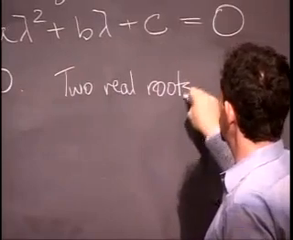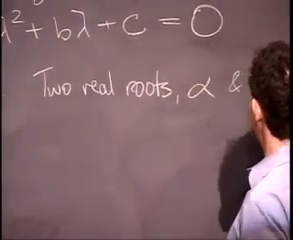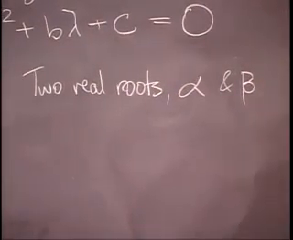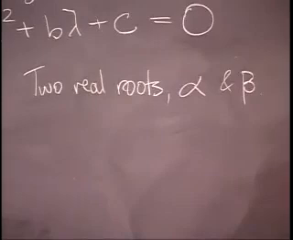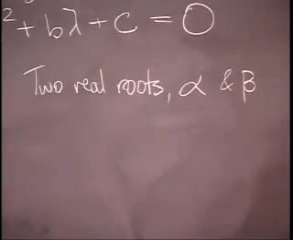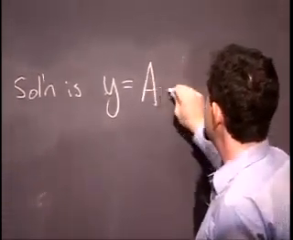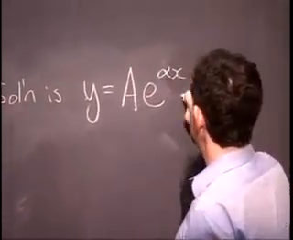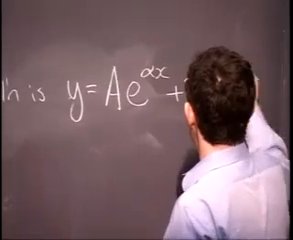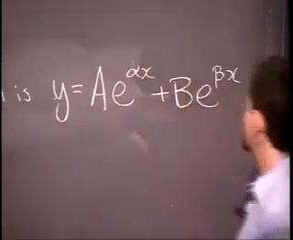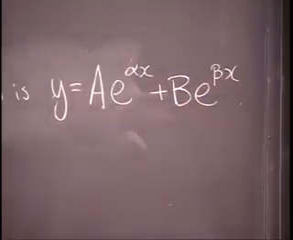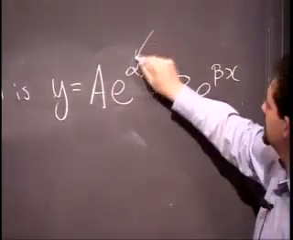Which I'm going to call alpha and beta. And in this previous example, alpha was 5 and beta was minus 4. It doesn't matter if you write them in the opposite order. So then the solution is y equals some constant a times e to the alpha x plus b, the other constant, times e to the beta x. So you fill these in.